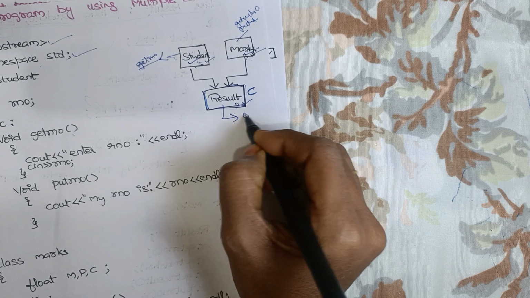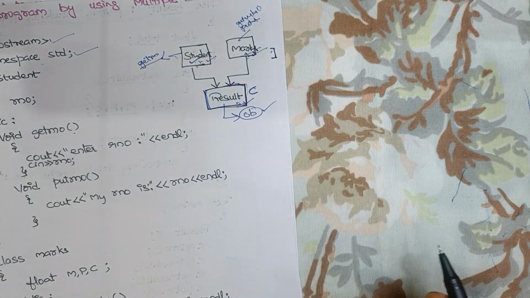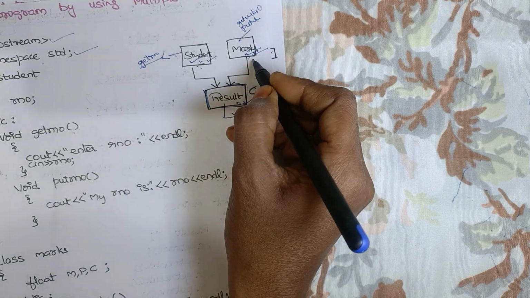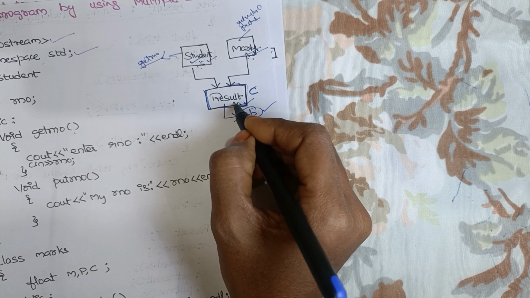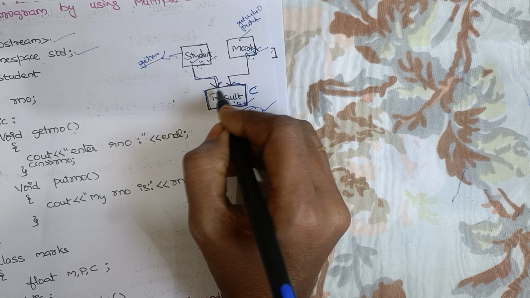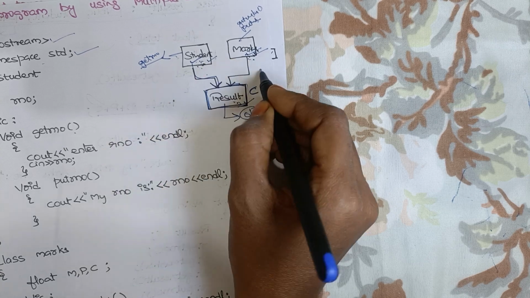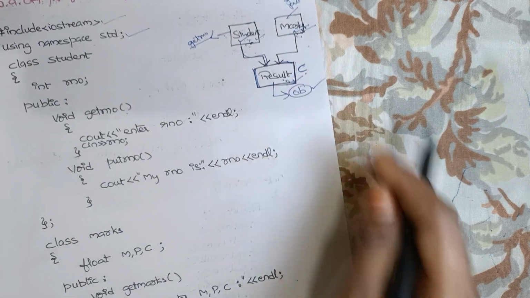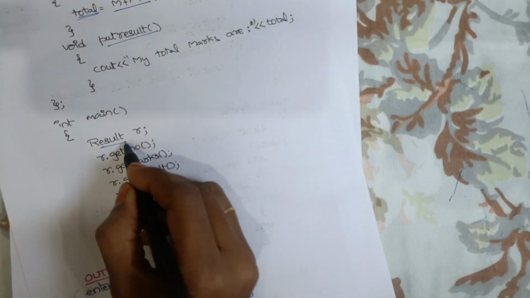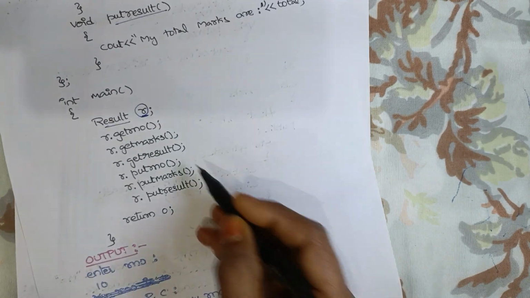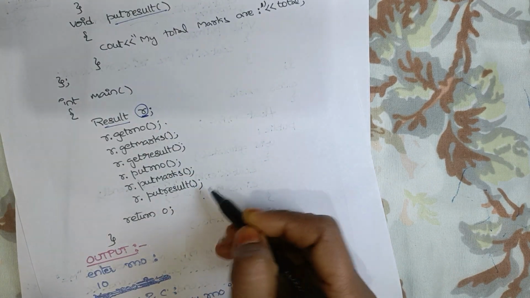So you need to create an object for the child class only. We never create an object for the parent classes. Why? Because this child class already has the properties of both student and marks. So we are creating an object for result. How to create an object for the child class? Class name, space, object name. By using this object name you are going to call all the functions.